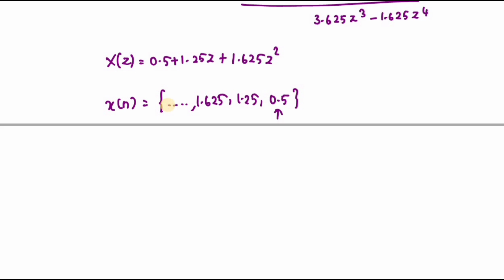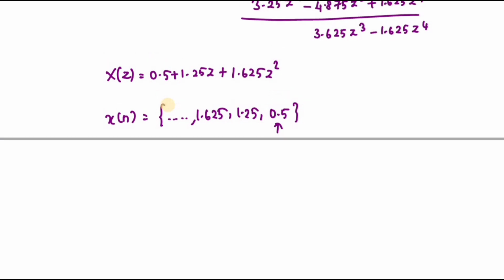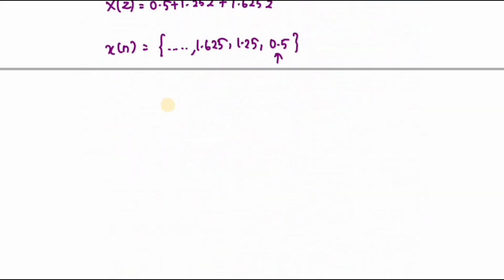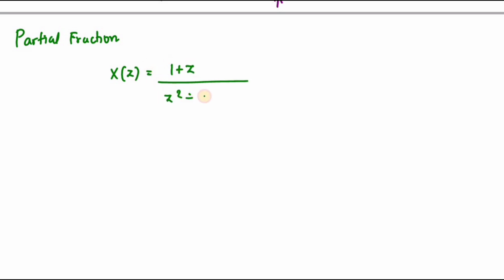Okay, so let us do it with the help of the partial fraction method also. So what is my x of z? X of z is equal to 1 plus z divided by z square minus 3z plus 2. So this I can write as 1 plus z by z minus 1 z minus 2.